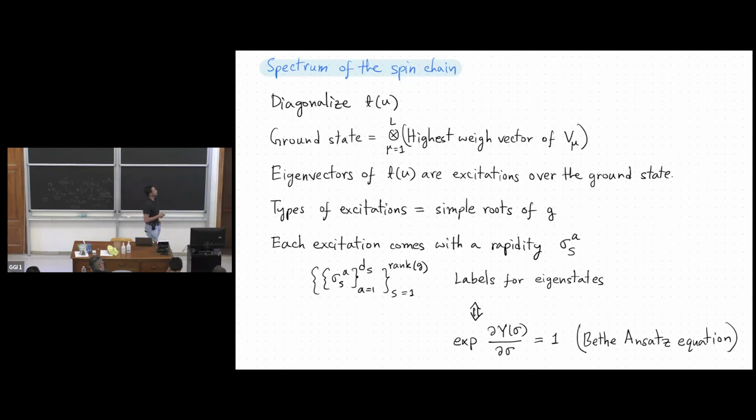Now, for arbitrary momenta or rapidities, the state will not be an eigenstate of my transfer matrix or the Hamiltonians. The condition for it to be an eigenstate is that these momenta have to satisfy the Bethe Ansatz equations, which can be written in this form, where this Y is something like a potential function, also called the Yang-Yang function. Extremizing this particular function with respect to these momenta gives us the condition that we get an eigenstate.